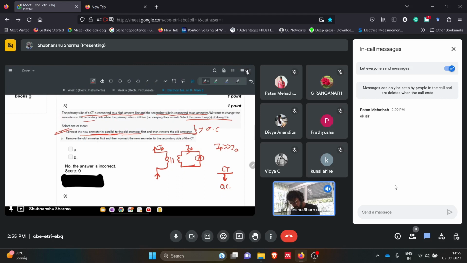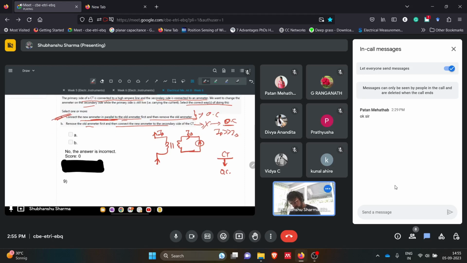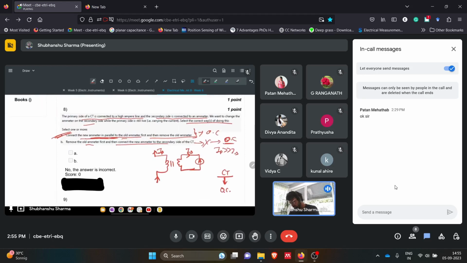Second is to remove the old emitter first and then connect the new emitter. We cannot do this because there is a chance of open circuit, since we first remove the old emitter and only then use the new one. So B will not be the option. A will be the answer for this. So this is also fine.